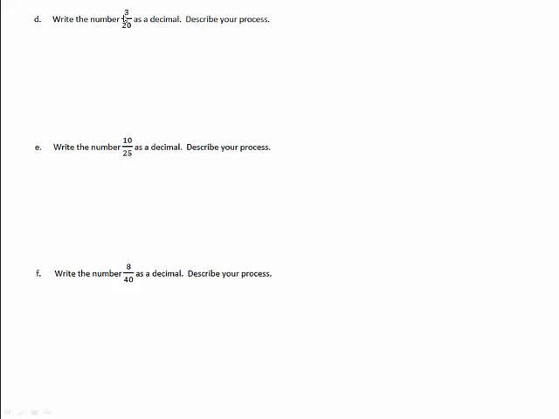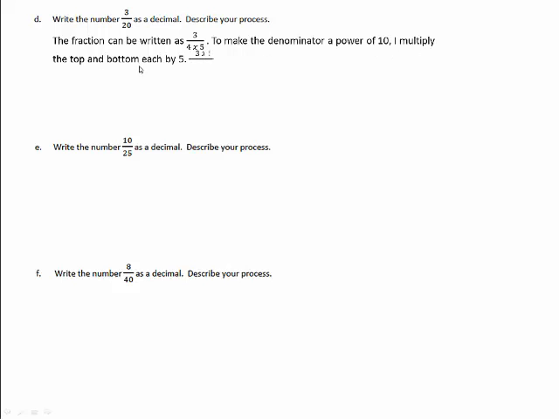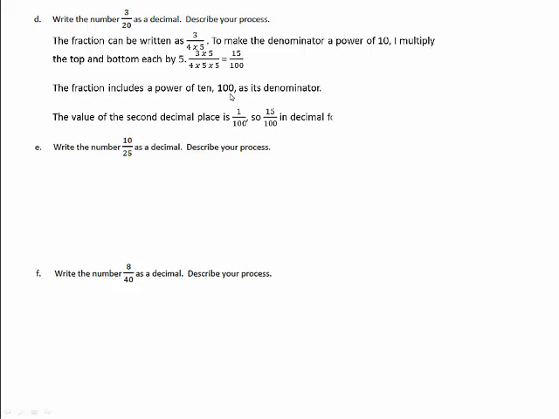We're going to do this again with 3/20ths as a decimal. Now it does not already have a power of 10 in its denominator, so we have to make it a power of 10. To make it a power of 10, I'm going to multiply the top and bottom by 5, so I get 15 over 100. The fraction includes a power of 10, 100 is the denominator, and the second place value is 1/100th, so 15/100ths puts the 5 in the second place value, like this, 0.15.